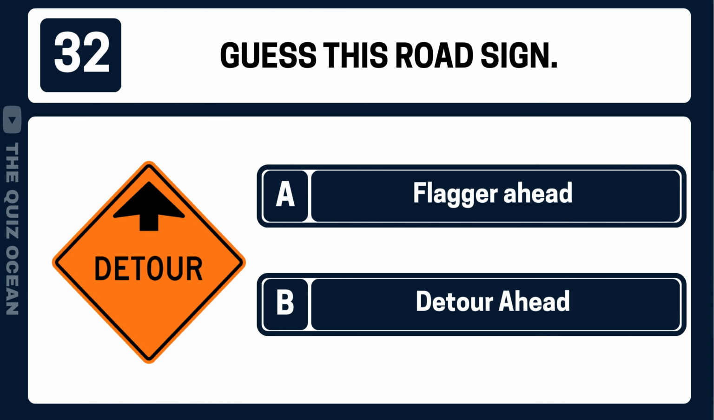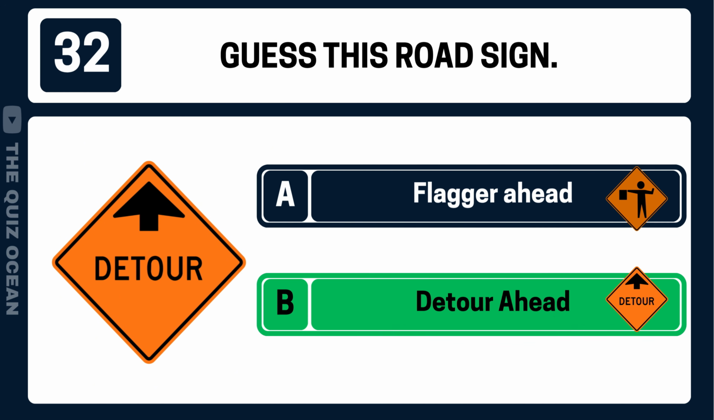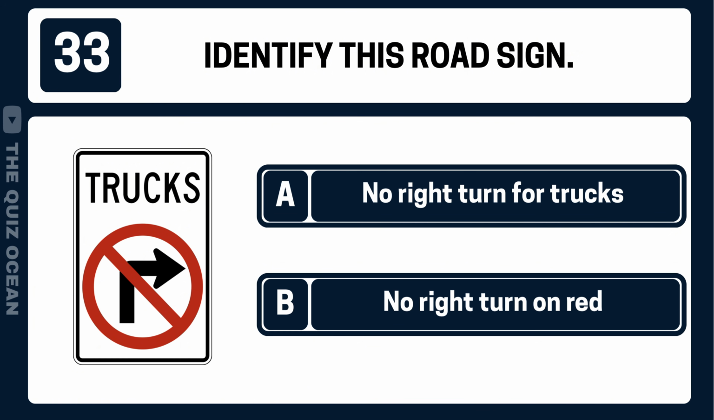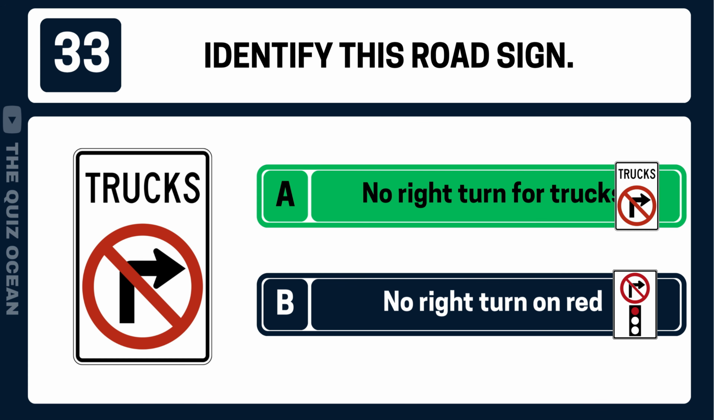Guess this road sign. A. Flagger ahead. B. Detour ahead. Right, it is the detour ahead sign. Identify this road sign. A. No right turn for trucks. B. No right turn on red. Excellently, it is the no right turn for trucks sign.